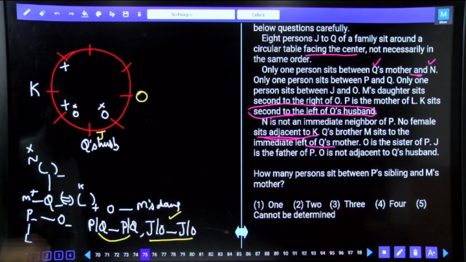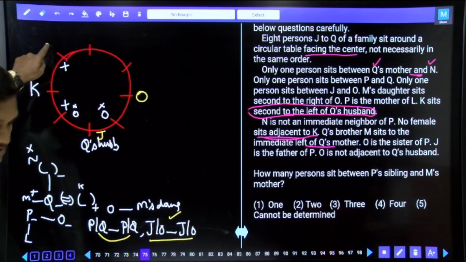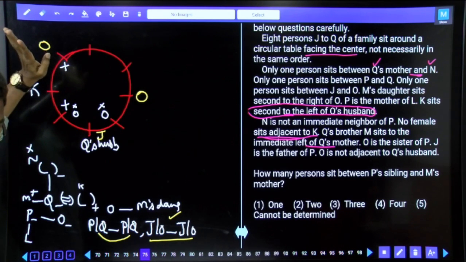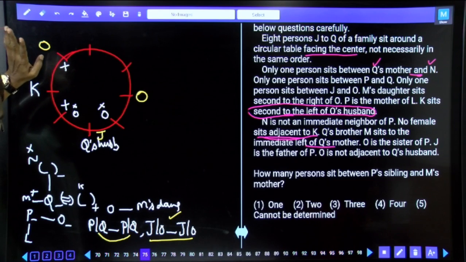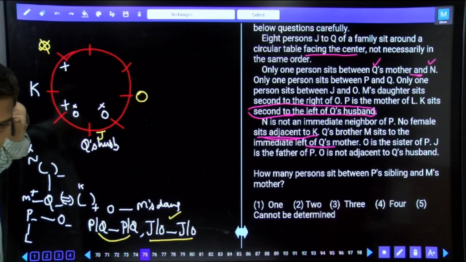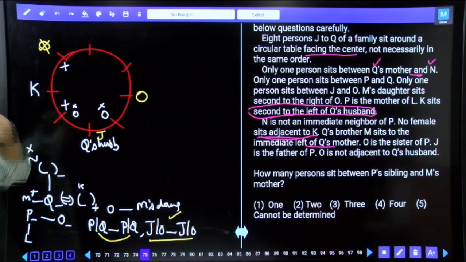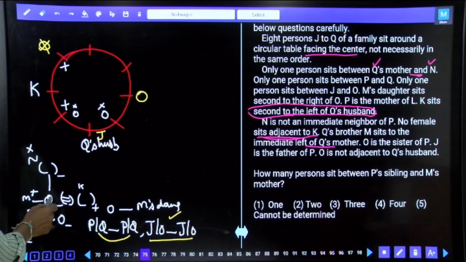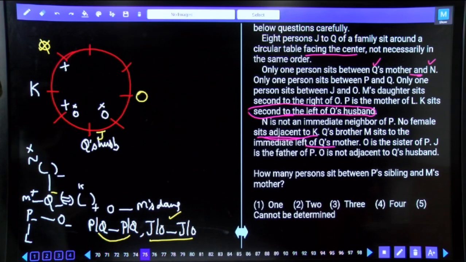Where can we have P and Q? Can P or Q be here or not? Tell me. Can P or Q be adjacent to this K? No. Yes, Manasa, why is it no? Because Q is having a husband, which means Q is a female, and P is a sister of O, which means P is a female, isn't it? Hence, how many possibilities we have?